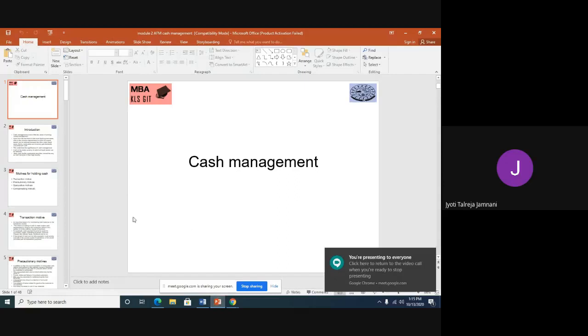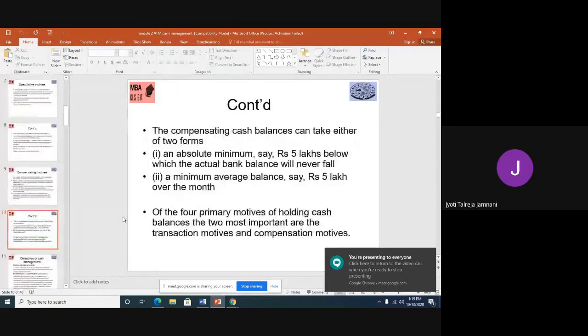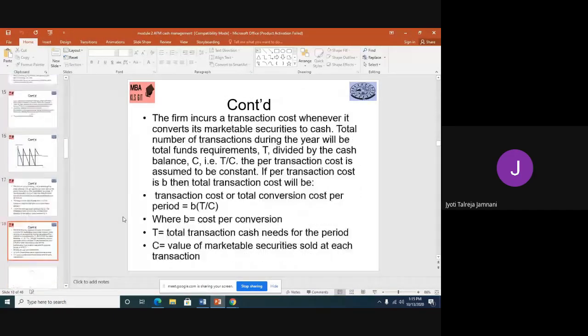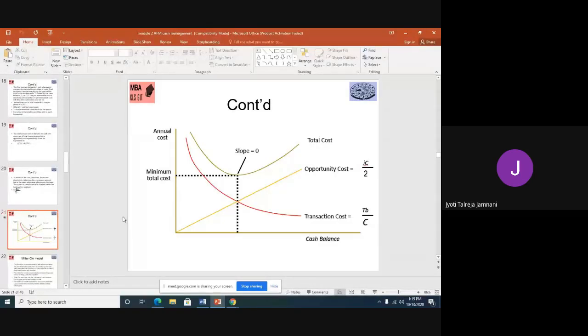Okay, so let's start. First, I'll discuss some theory of the Miller-Orr model, because if I directly give you the formula, you will not understand. In the last class, we finished till the Baumol model, how to find the value, till this graph. I hope all of you remember. So today, we'll start with the Miller-Orr model.